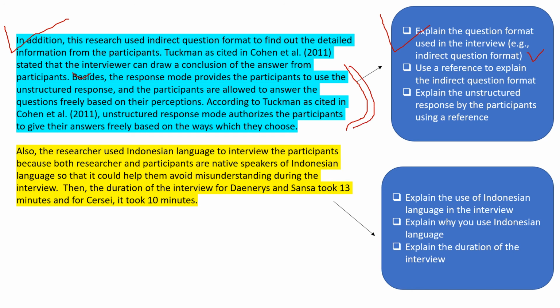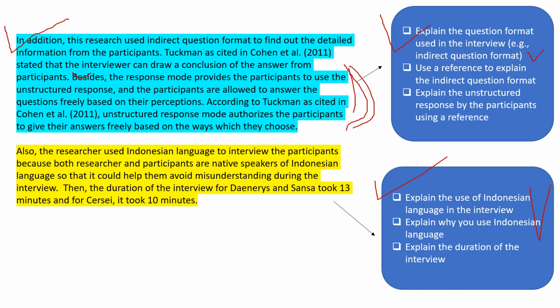Jadi dengan melakukan kutipan referensi di sini ya. Okay, next. Explain the use of Indonesian language in the interview. Explain why you use Indonesian language. Jadi, jelaskan bahwa penulis skripsi ini menggunakan bahasa Indonesia untuk interview. Jelaskan mengapa juga dia menggunakan bahasa Indonesia. Kemudian explain the duration of the interview. Jadi durasi dari interview juga dijelaskan.